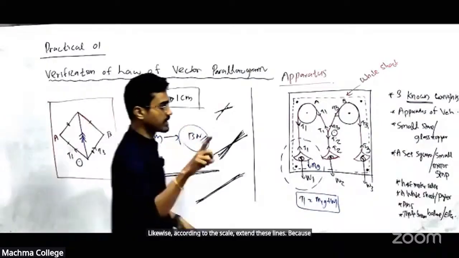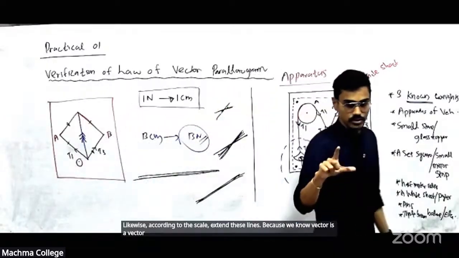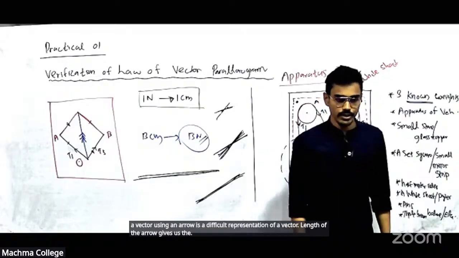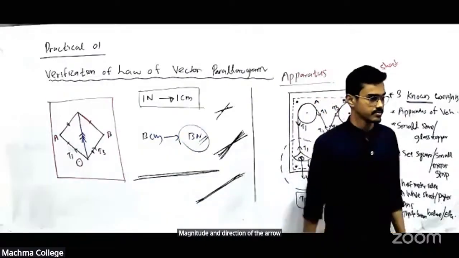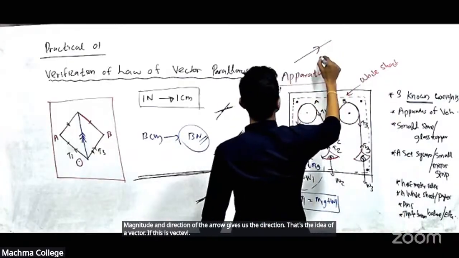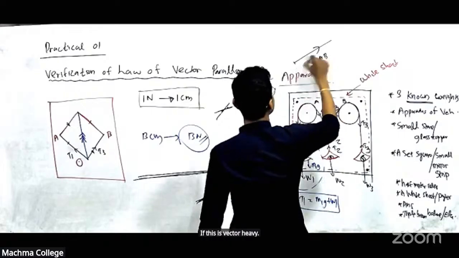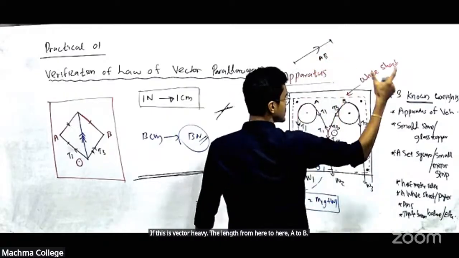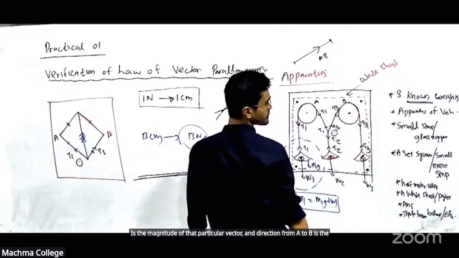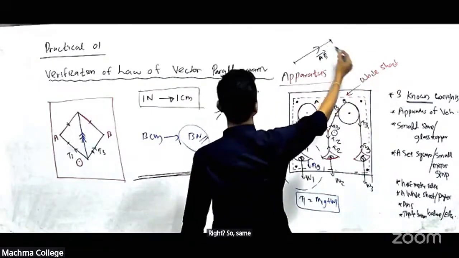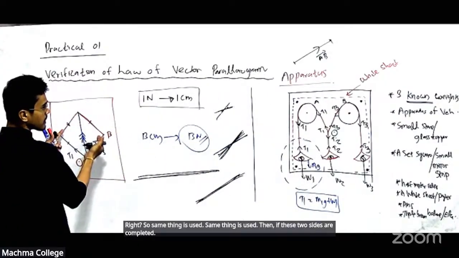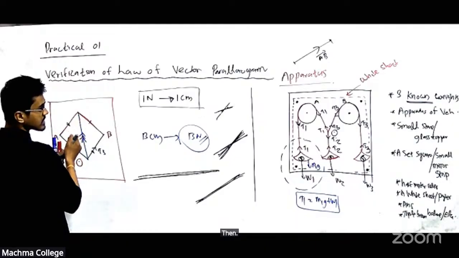Because we know a vector using an arrow is a graphical representation of a vector. Length of the arrow gives us the magnitude, and direction of the arrow gives us the direction. That's the idea of a vector. If this is vector AB, the length from A to B is the magnitude of that particular vector, and direction from A to B is the direction of that vector, right? So same thing is used. Then if these two sides are completed, then complete the other two sides as a parallelogram.